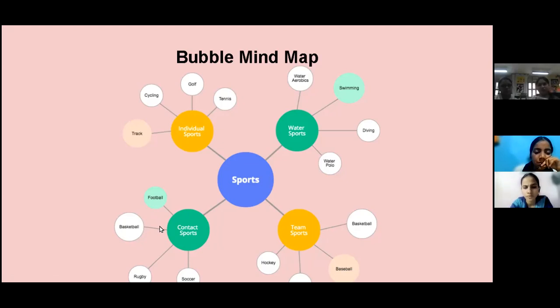You are kicking it with your leg. For basketball, you are using your hand with the ball. So there is contact, right? And team sports means you are not single, but you are a group playing against the other team. Players are there in both teams and you are playing as a team, right?